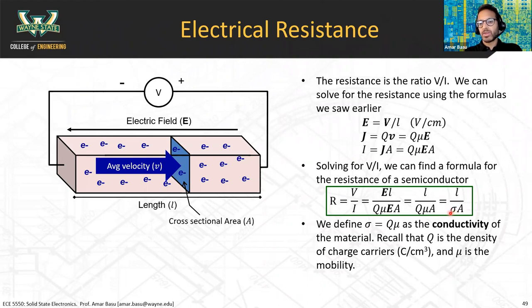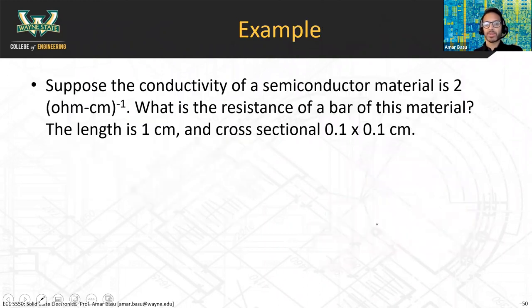Okay. So now we're going to figure out how we determine the conductivity of a semiconductor. That's the next question. The very simple equation that we have, Q times mu, charge density times mobility, would work fine if we just had one type of carrier. But in semiconductors, we actually have electrons and holes. So we have to consider both.